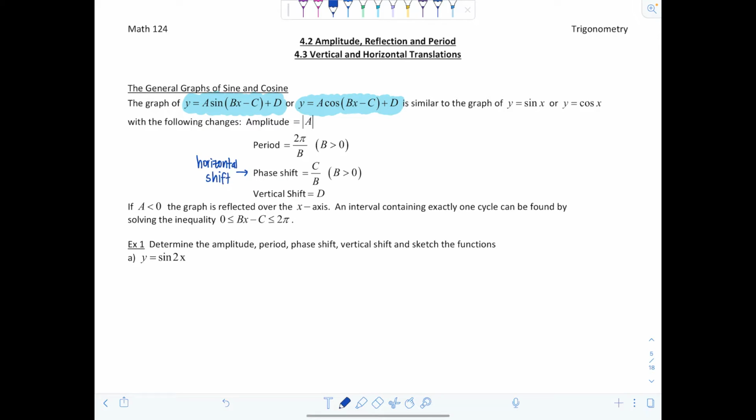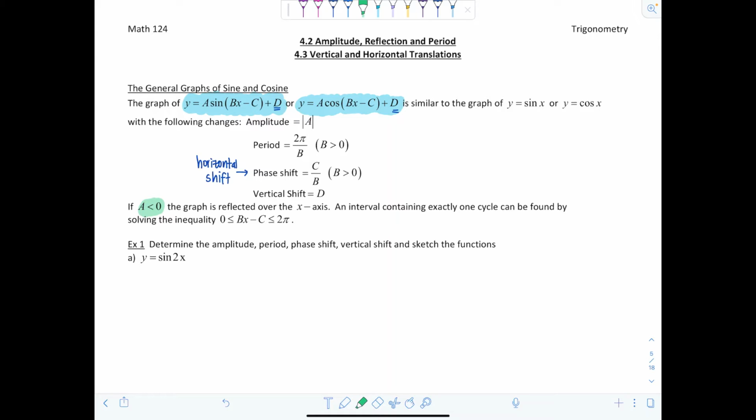And then vertical shift is the constant that's being added or subtracted outside. If it's a positive number, the graph shifts up. If it's a negative number, then the graph shifts down. Also notice, if a, the coefficient in the front, is negative, if it's less than 0, then the graph is reflected over the x-axis. And an interval containing exactly one cycle or one period can be found by solving the inequality 0 is less than or equal to bx minus c is less than or equal to 2 pi. That's one approach. I don't do it that way, so I'll show you my technique, but if you've seen something else that you're more comfortable with, feel free to use it.